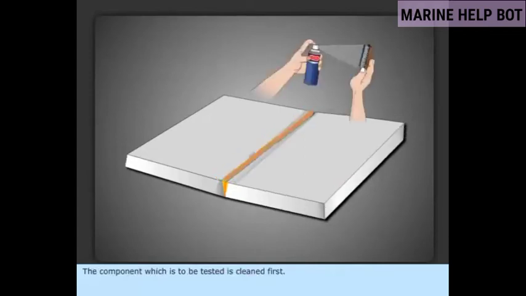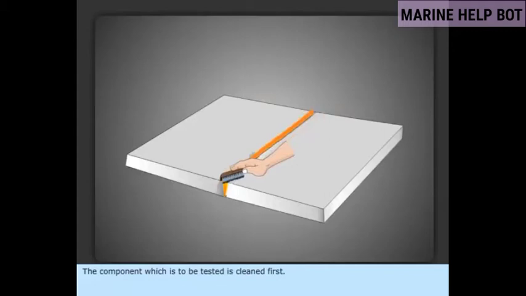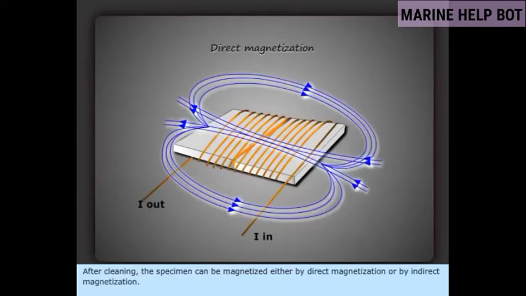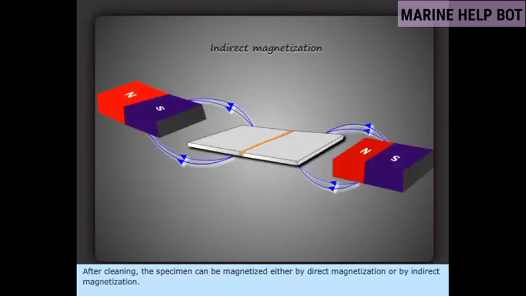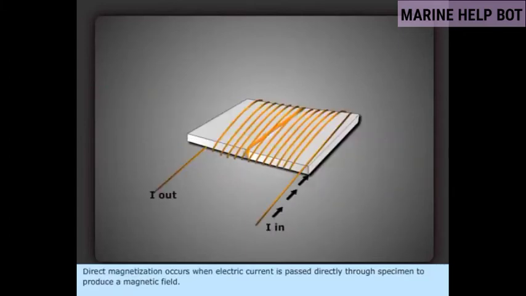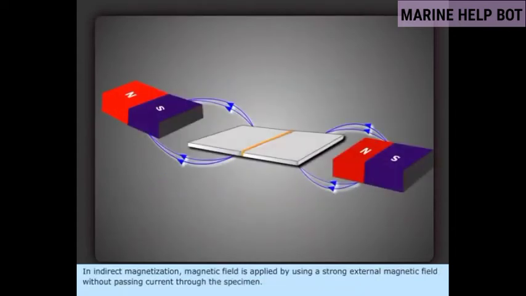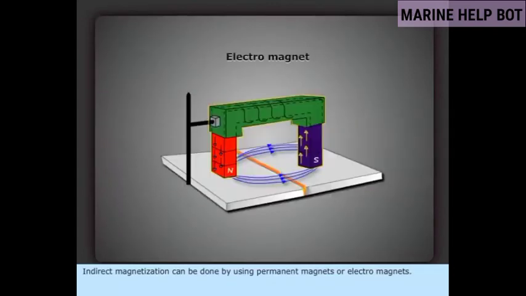The component which is to be tested is cleaned first. After cleaning, the specimen can be magnetized, either by direct magnetization or by indirect magnetization. Direct magnetization occurs when electric current is passed directly through a specimen to produce a magnetic field. In indirect magnetization, a magnetic field is applied by using a strong external magnetic field without passing current through the specimen. Indirect magnetization can be done by using permanent magnets or electromagnets.